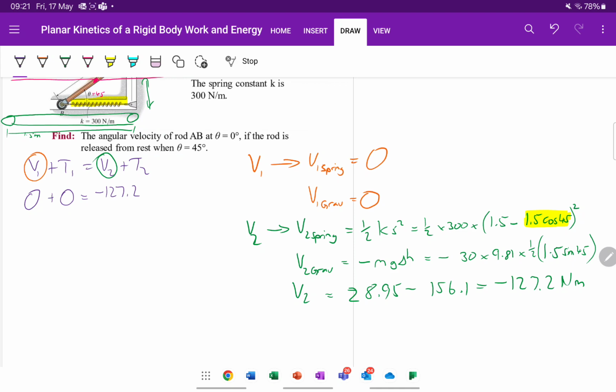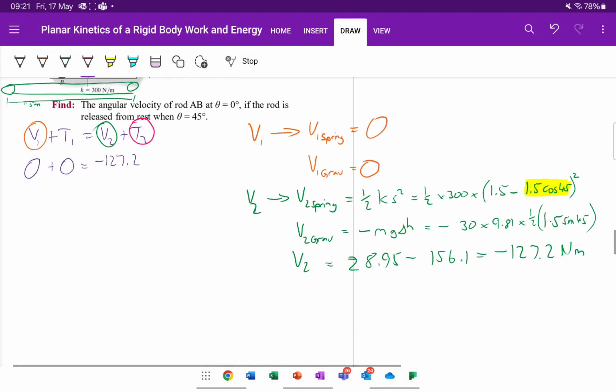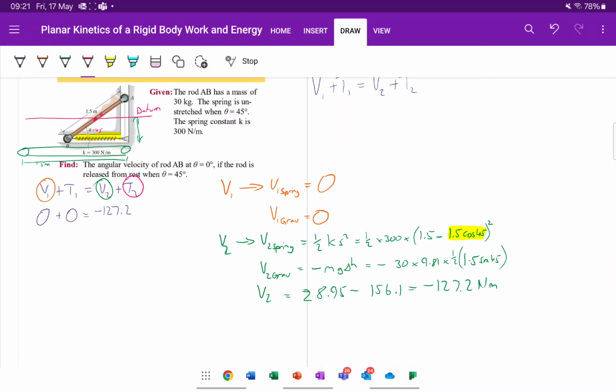None of that is different from the particle stuff we did earlier in the week. The only new bit is what's coming up now, and it's very similar to what we did in the previous question. The new bit is working out the kinetic energy for the rod as it's falling. So T2, kinetic energy at the end, is going to have two components: a half mv squared plus a half Ig omega squared.